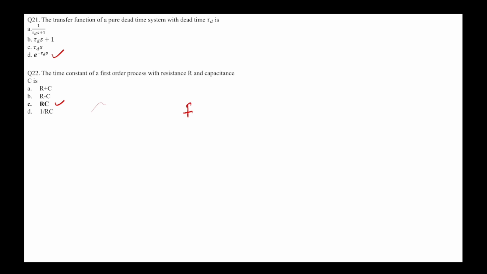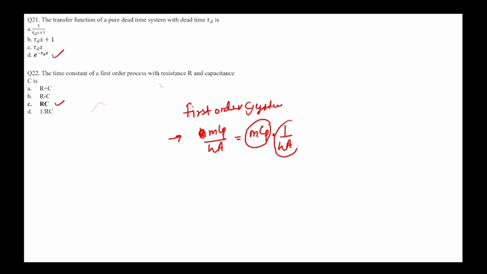Suppose for a first order system I take a mercury thermometer. The time constant for a mercury thermometer is mcp upon hA. If I write mcp into 1 upon hA, this is the capacitance and this is the resistance. We know that 1 upon hA is the resistance in heat transfer. When you will take A and when you will not take A, you will know when you read heat transfer. So this is the capacitance, mcp is the heat capacity, from the formula mcp delta T, and this is multiplied by the resistance. So this is the answer.